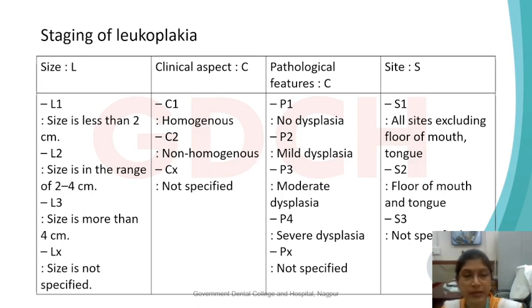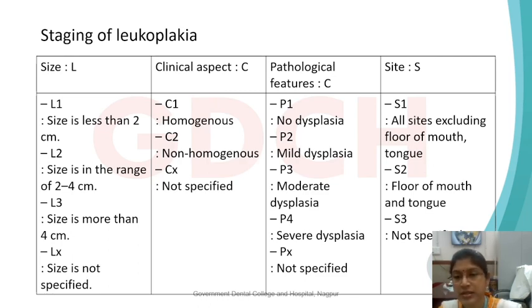The clinical aspect can be homogeneous, non-homogeneous, or not specified. Pathological features can be no dysplasia, mild dysplasia, moderate dysplasia, severe dysplasia, or not specified. For this, histopathology has to be done. And the site involvement can be all sites excluding floor of the mouth and tongue, or only floor of the mouth and tongue, or not specified.